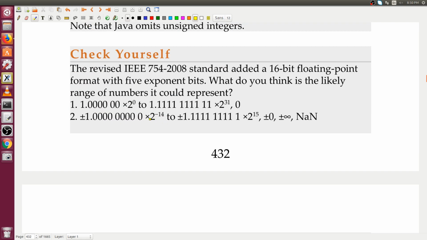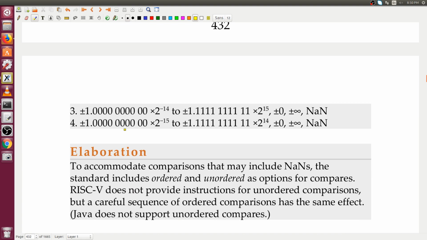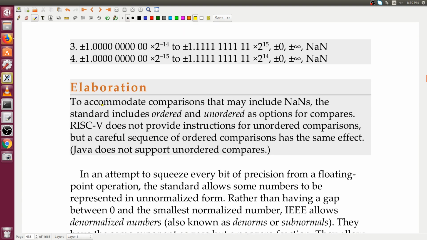Okay, this is some elaboration, so let's look at this elaboration section. To accommodate comparisons that may include not a number, the standard includes ordered and unordered options for compares. RISC-V does not provide instructions for unordered comparisons, but a careful sequence of ordered comparisons has the same effect. Apparently Java doesn't support unordered compares either.